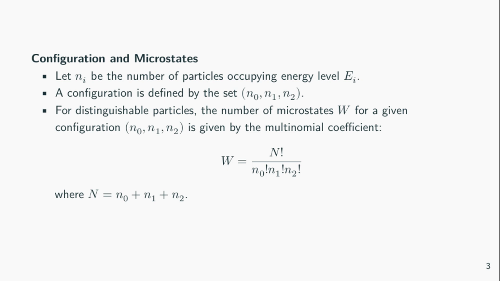A specific way of distributing the particles is called a configuration, defined by the set of numbers n0, n1 and n2. Because these particles are distinguishable, the number of microstates, which we denote by W, for a given configuration n0, n1, n2 is calculated using the multinomial coefficient formula. It's W equals n factorial divided by n0 factorial times n1 factorial times n2 factorial. And of course, the total number of particles n must be the sum of the particles in each level, so n equals n0 plus n1 plus n2.